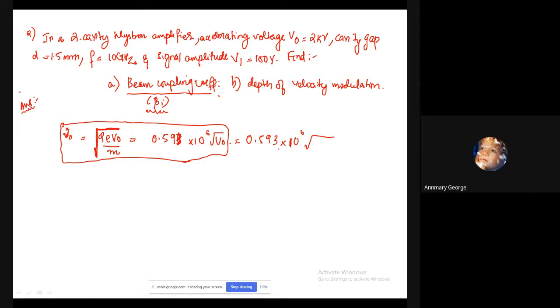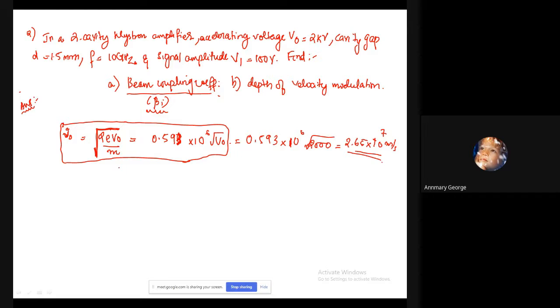What is V0 in this question? 2 kilovolt. You can write it as 2000. Therefore, it is 2.65 into 10 raised to 7 meter per second. Okay. It's velocity, therefore, meter per second.